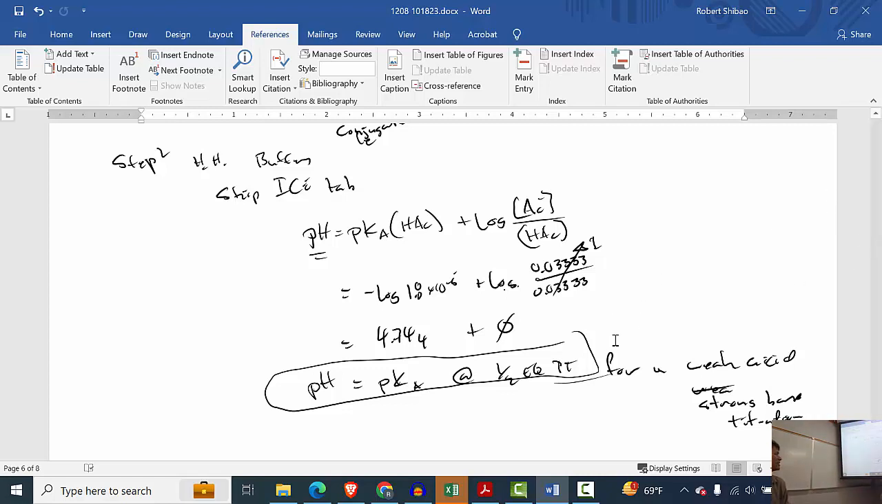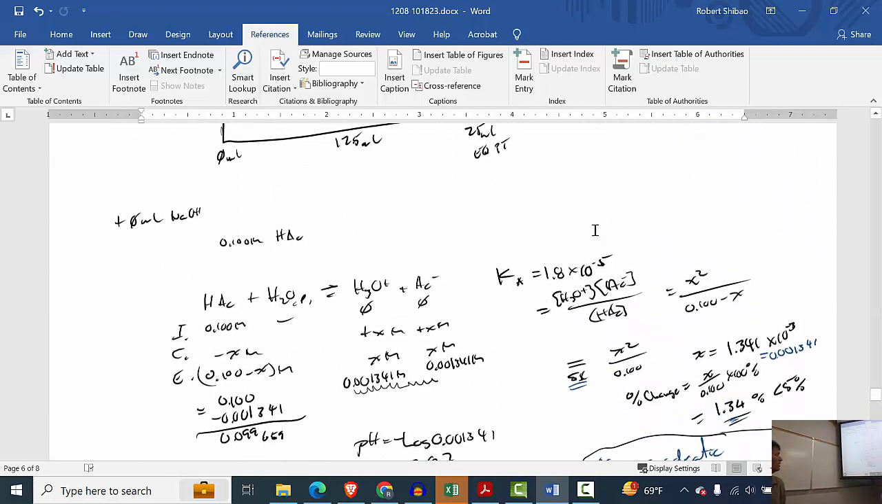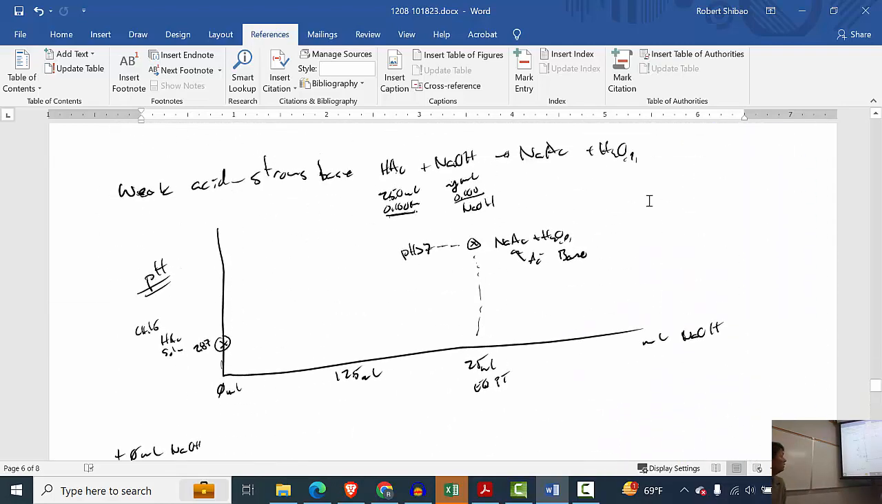There are some other points that we get. This region here is called the buffer region. And in the buffer region, the pH stays kind of flat. And so it goes up a little bit and stays kind of flat. And then as we get closer to the equivalence point, it'll shoot up through the equivalence point into the excess base region here.